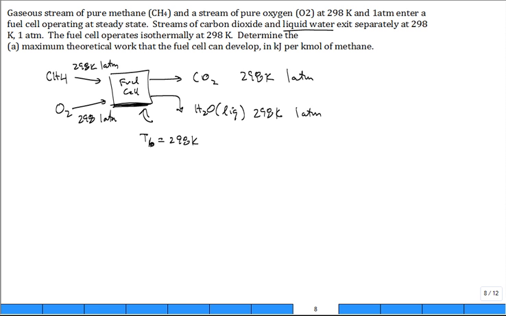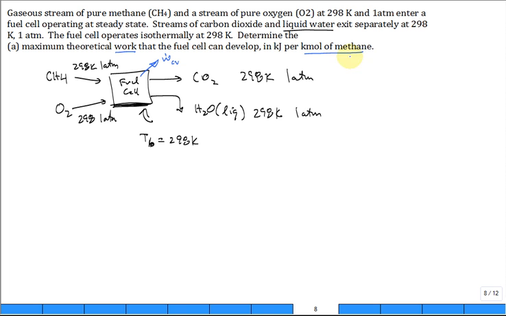So this fuel cell can produce some W dot out of the control volume. And its form would be electrical, which is equivalent to mechanical. Okay, it carries with it no entropy, but it sure does carry with it energy. It's a power, mechanical or electrical power coming out of the fuel cell. And they want to know the maximum theoretical work per kilomole of methane.